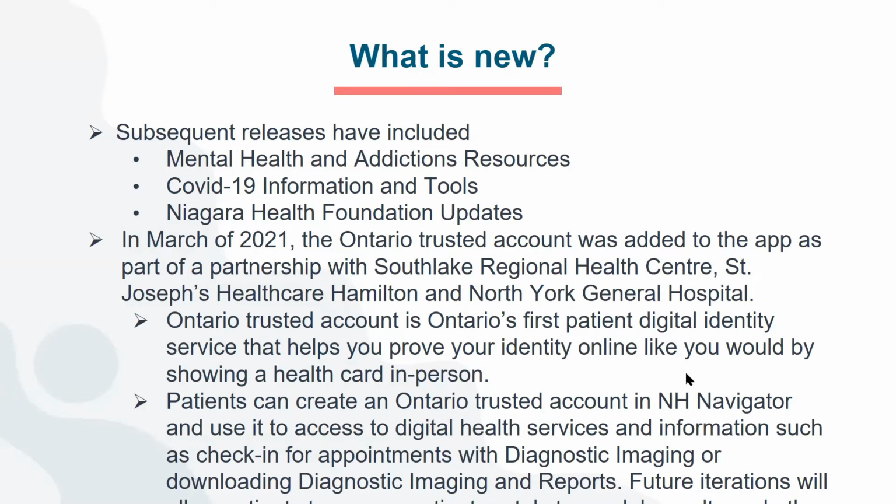And the Ontario Trusted Account is Ontario's first patient digital identity, and it allows you to prove yourself like you would in person, but virtually, allowing you to create an account and be able to do things like manage your appointments, see diagnostic imaging results or reports, and future iterations will include access to provincial databases such as OLIS, which has lab results. So you'll be able to see your lab results, see a more fulsome patient record. And we are also looking at services such as Seamless MD, which is a tool that allows patients to see pre and post surgery discharge information that's specific to them and their care.